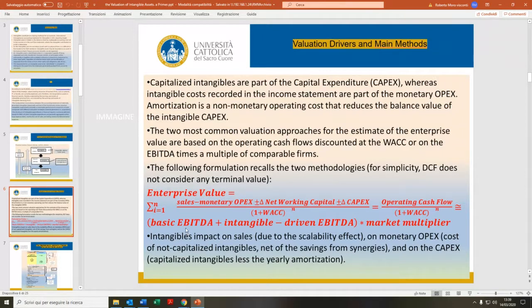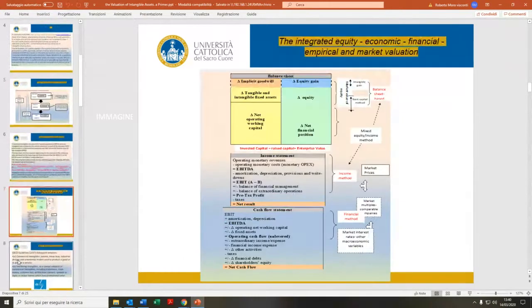So I have a sort of basic EBITDA plus an intangible driven component times a market multiplier. These are the two methodologies described above that are considered in a comprehensive way. Intangibles also impact on sales. There is a scalability effect on monetary OPEX because there is the cost of non-capitalized intangibles, and on the CAPEX whenever I can capitalize and record in the assets the value of the intangible.